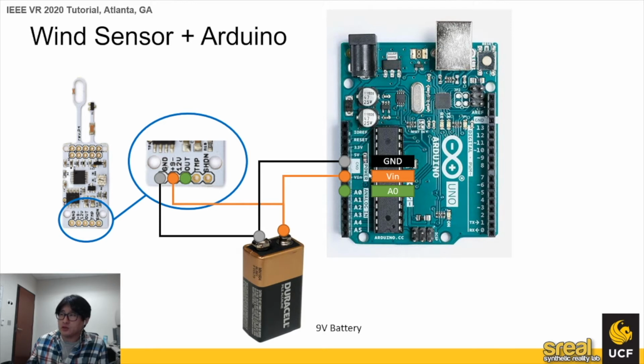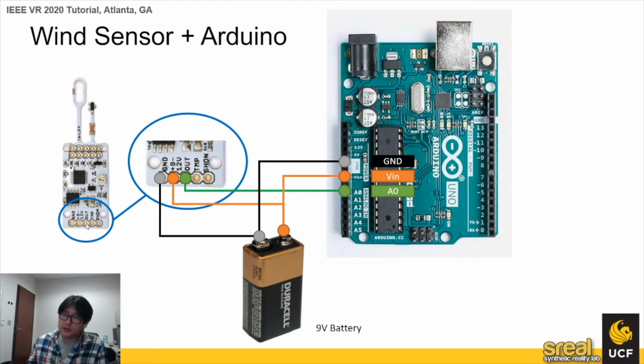This power V in port is particularly used when the device requires more than 5 voltage. So in this case, we should use this V in port. And then finally, we can connect this output port to this analog in port, so that basically Arduino can receive the signal from the wind sensor through this output port.